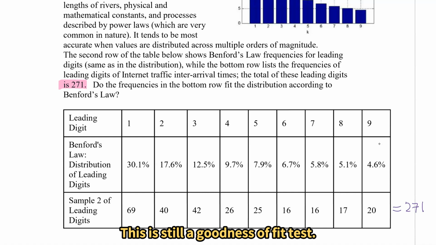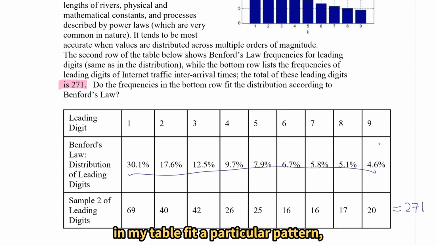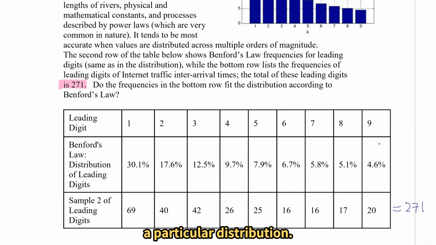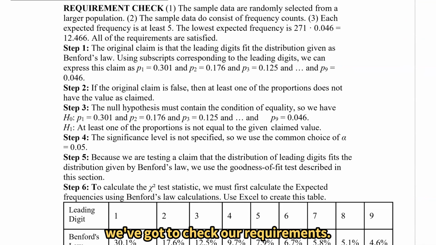This is still a goodness of fit test. We're wanting to know, does the observed data in my table fit a particular pattern, a particular distribution? So here we go. First up, we've got to check our requirements. We have a randomly selected sample from a larger population. The sample indicates frequency counts, and each expected frequency is at least 5.